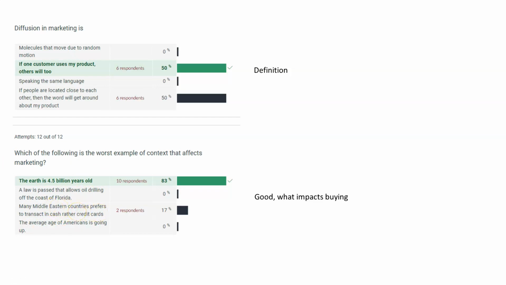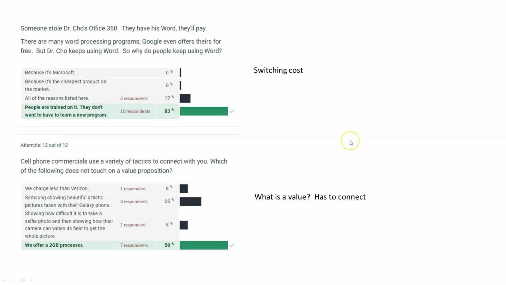Actually, this is part of the reason why Uber failed in the Middle East. And that's that people there like to transact in cash. And so all of a sudden this takes away the whole app thing and everything like that. And you might as well just take a taxi. But the Earth is 4.5 billion years old. Doesn't really impact anything.